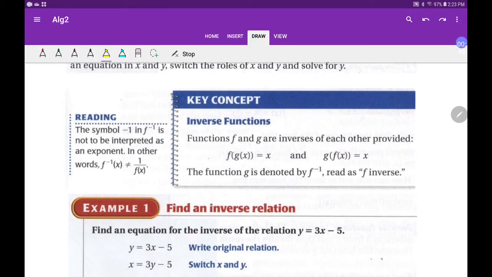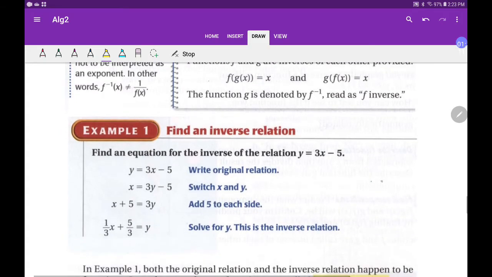Note, please, that the minus 1 after the f of x is not 1 over. Usually when we have a number up there, it's an exponent. It means I have something that's demanded to be moved, but not this time. Not if it's function notation. It means the inverse function. Okay, f inverse. It's the same thing.